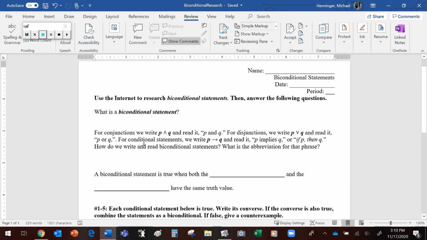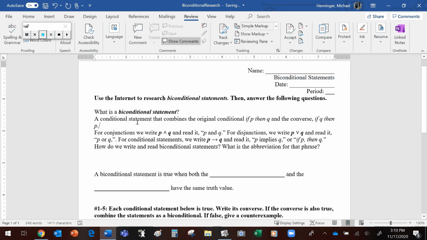It's a conditional statement that combines the original conditional, if P then Q, and the converse, if Q then P.